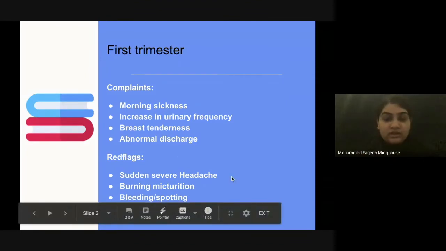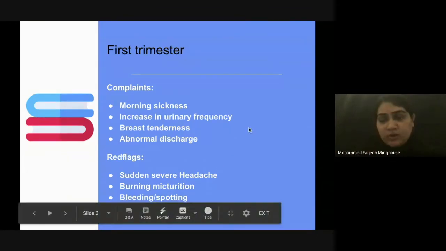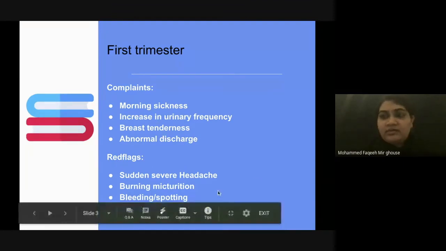Now, next thing, we are talking about burning micturition. So like I said, if a patient complains of increased urinary frequency, try to find out if it is physiological or pathological. Bleeding or spotting. Sometimes some women may have a risk of spontaneous loss of pregnancy. So to rule out those things, we are asking about bleeding and spotting.